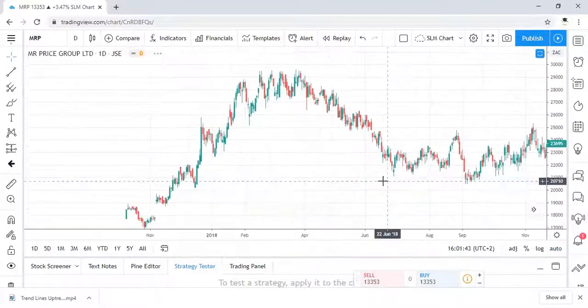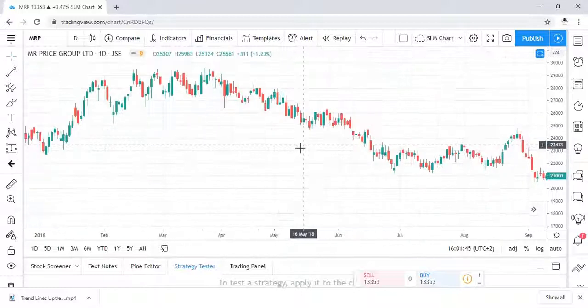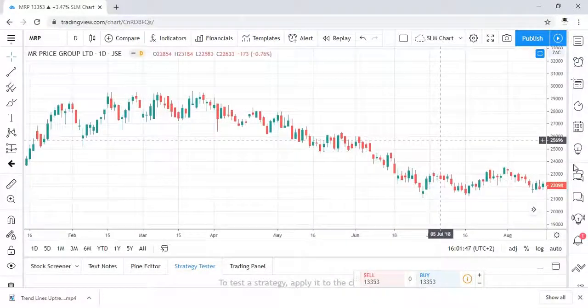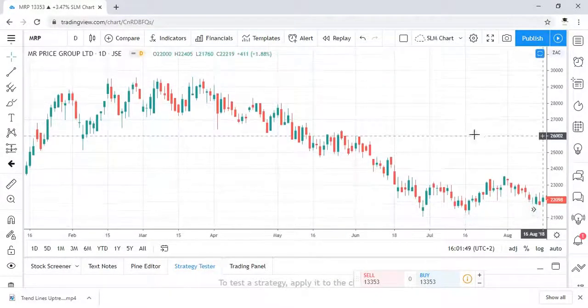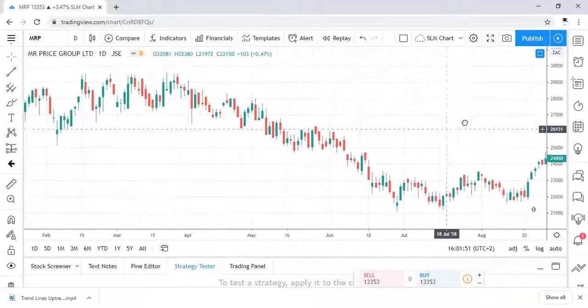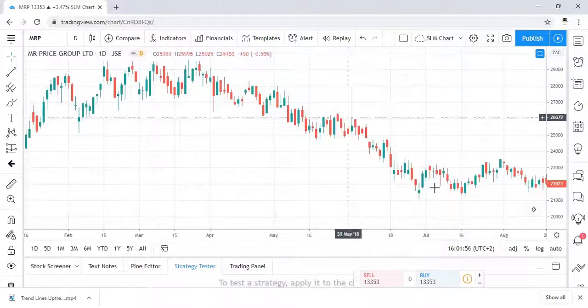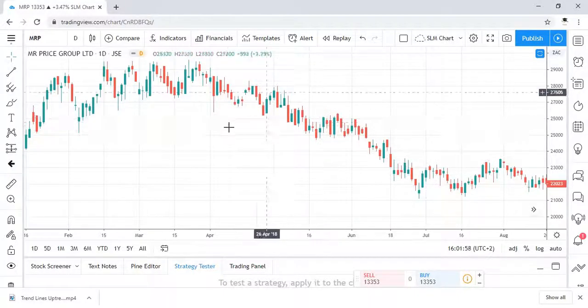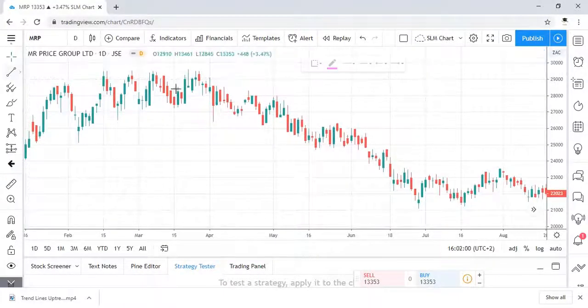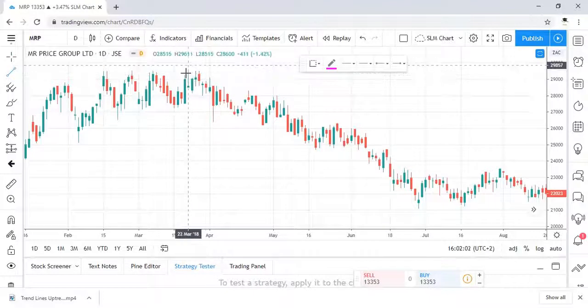So this time we are looking at a downtrending market. So here we can see that on this section here, we have got price that is moving in a downward trajectory. So let's see if we can draw a trend line.